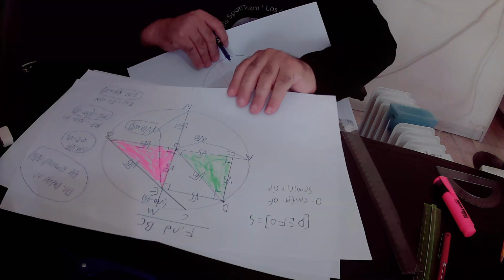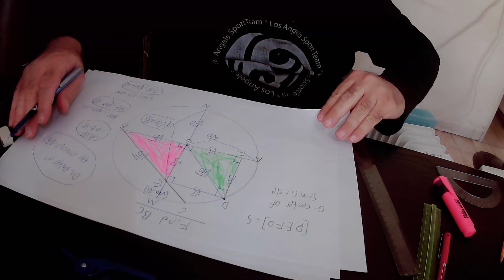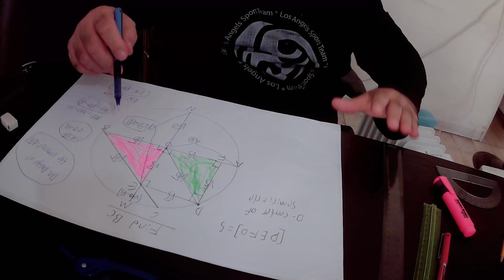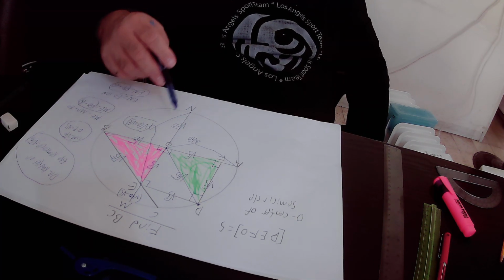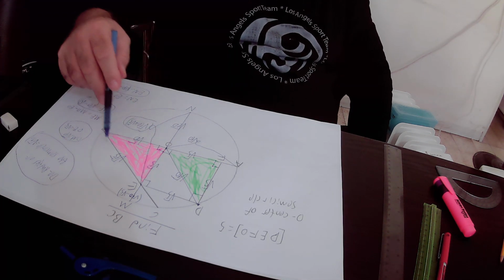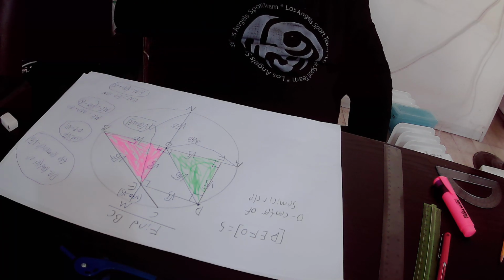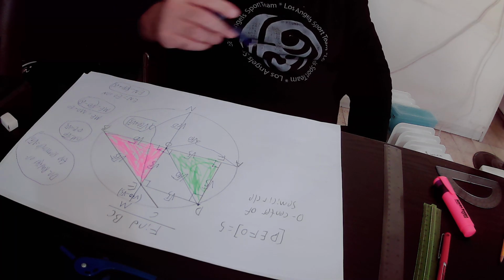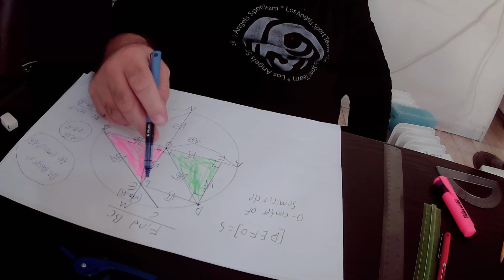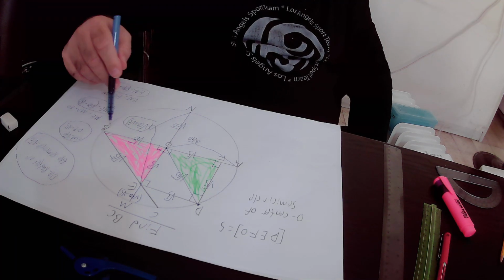Why? Because in our drawing we have chord MN intersects with chord CB at point E. Point E is the intersection point between the two chords. Therefore, according to rule number 2, we'll get that ME times EN equals CE times EB. Again, ME times EN equals CE times EB.